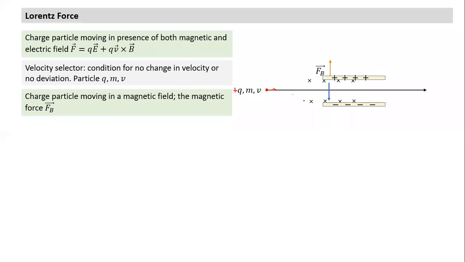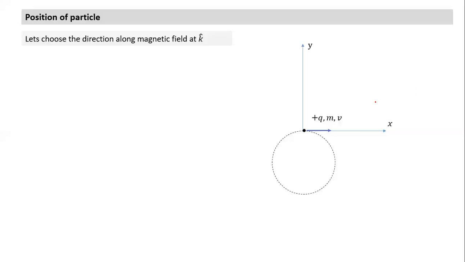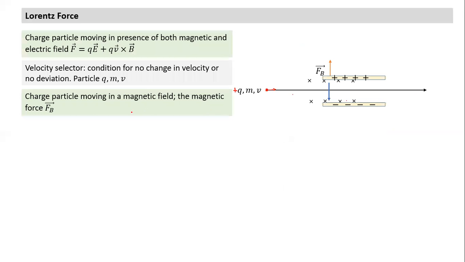And for a proper combination of all three, it is possible the net force may become zero and the particle may go undeviated. Okay, and what is the condition for the particle to go undeviated? Net force becomes equal to zero. And so in that case, what has to be the value of E? E is equal to, if you write the same equation, E has to be equal to minus V cross B. Okay.